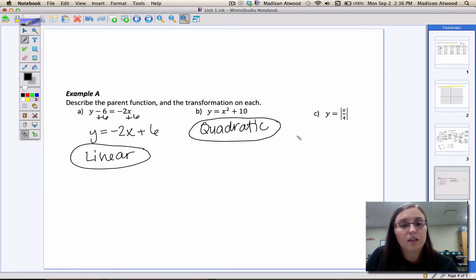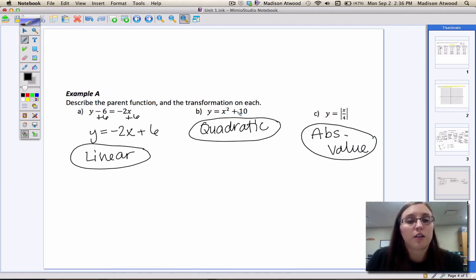So in my mind, I'm starting to think about what the graph might look like, because that's where we're going to go after this. Our next learning target will be about being able to graph some of these by hand. And then the last one, we've got those big, long, straight lines. So I know that that one is absolute value. So there's our parent function, and then we just need to describe the transformation on each.